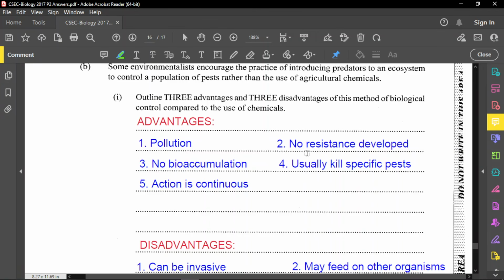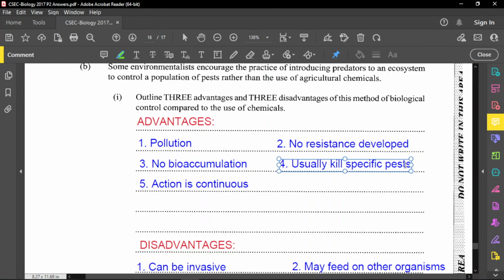All right, and another point here, which is number 2, as I go down the list, is that no resistance is developed easily because if it's biological, then it's a natural feeding relationship or attack based on, for example, if you use bacteria. Because bacteria could be used to control certain insects as well.